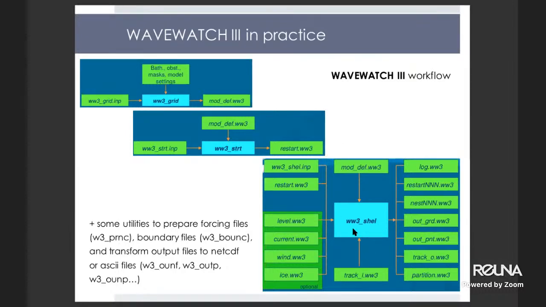And finally, you have the main program, which is the shell program, which is actually Wavewatch running. In the shell, you need the grid definition binary file, previously output from grid. You need some settings within the shell.enp file. You need the restart file, which is output from the initial condition program. And you have optional input like level, currents, wind, or ice if you use them.